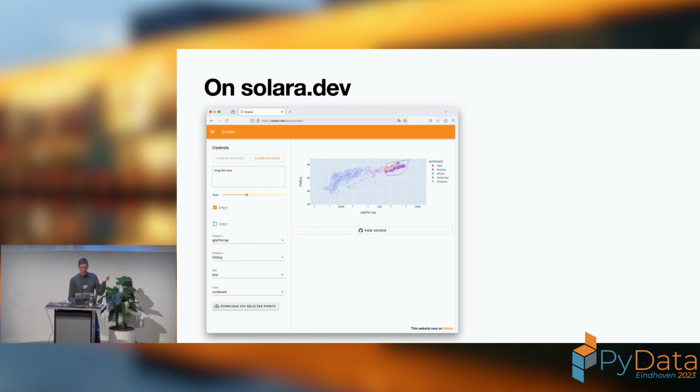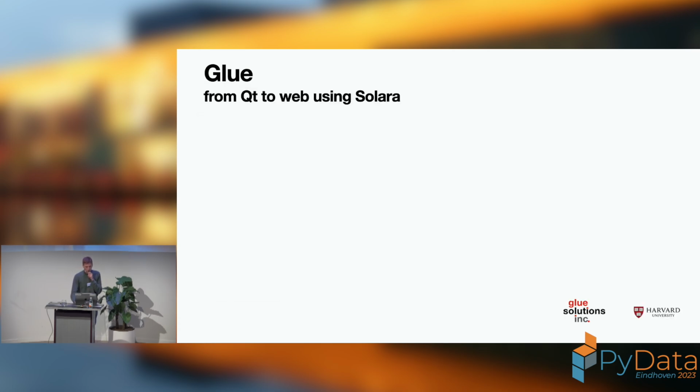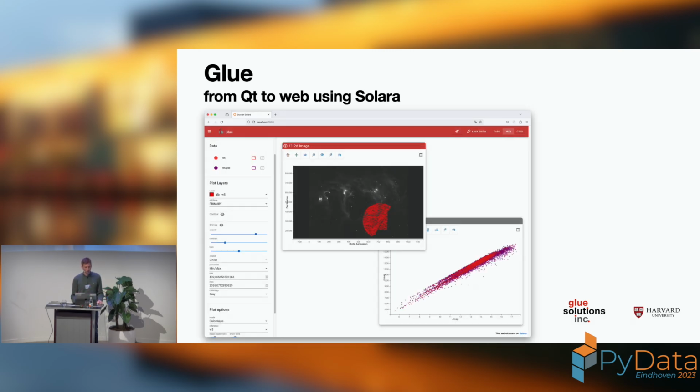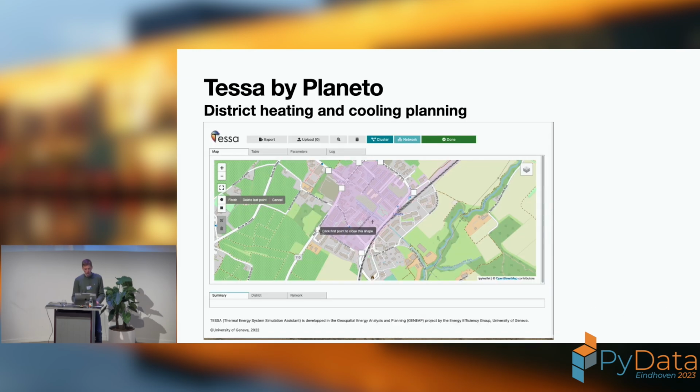So here's an example where you can upload the dataset, choose the columns, draw a selection, and just download that part. There's a project called Glue, a project started at Harvard, and they use Qt. So that was a desktop application. They want to go to the web, and we're using Solara for that. You see the connection still with astronomy here, showing a nice image of the sky, but it allows you to make really complicated linked data sets where you select something in one data set, show the selection in another plot.